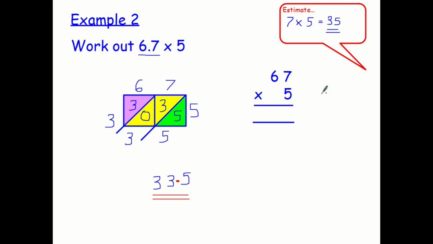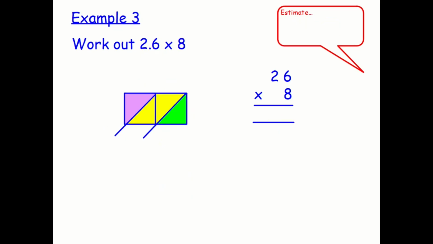Okay, let's have a look at the column method. I'm going to do 7 times 5 to begin with, which is 35. Put the units part here, carry the tens part forward. Then I do 6 times 5, which is 30, plus the 3, which gives me 33. And then again, if I thought about the decimal point, it would go there. So my final answer is 33.5.